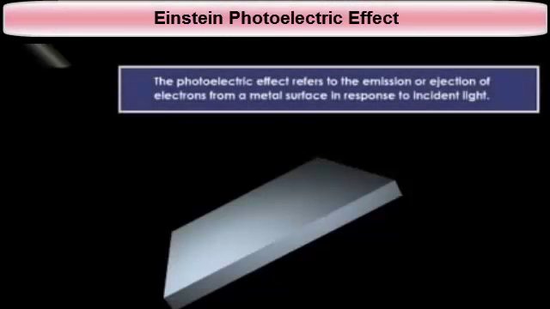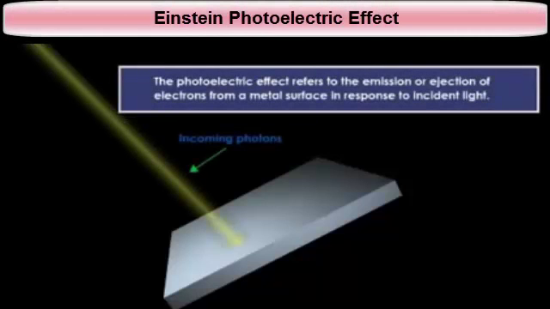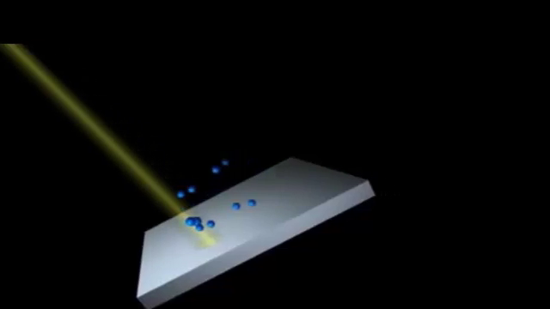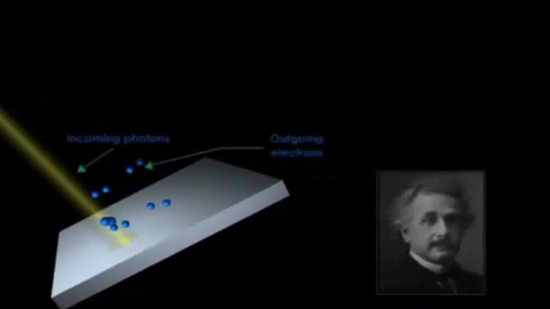The photoelectric effect refers to the emission or ejection of electrons from a metal surface in response to incident light. Energy contained within the incident light is absorbed by electrons within the metal, giving the electrons sufficient energy to be knocked out of the surface of the metal.